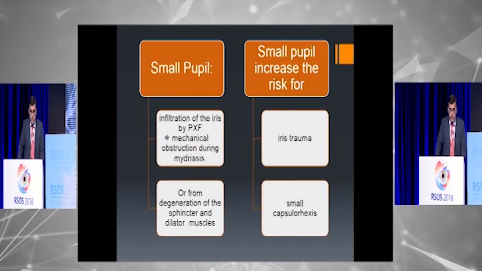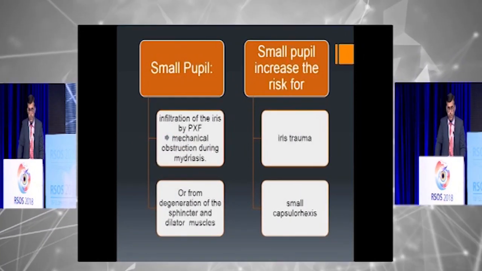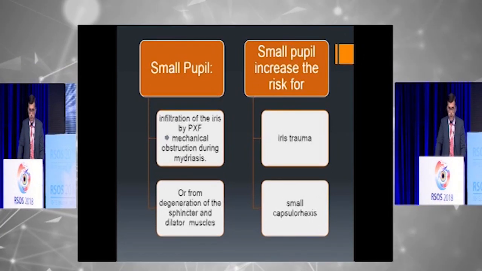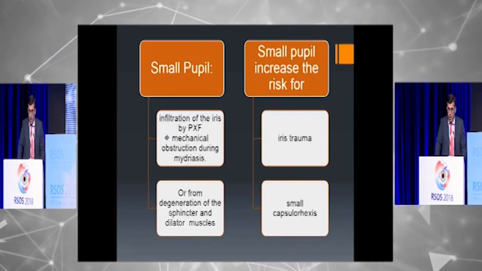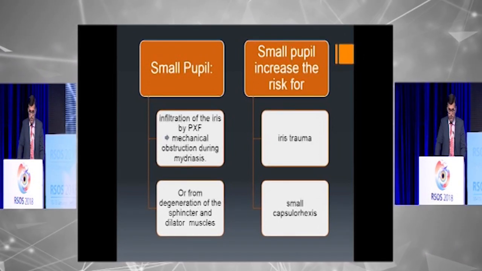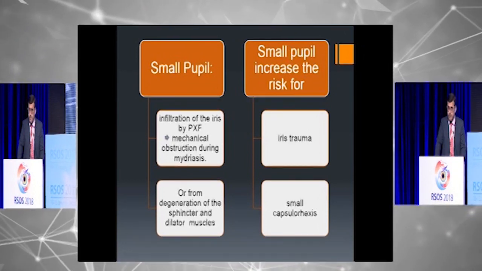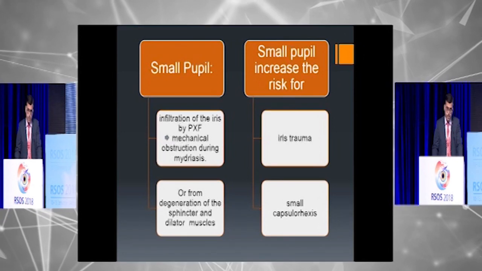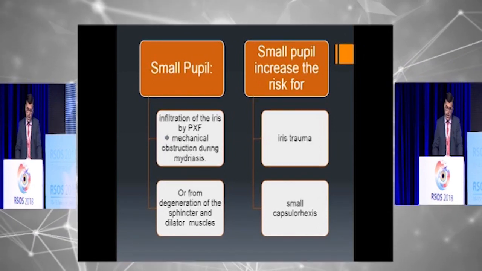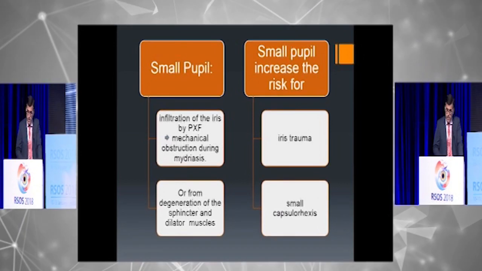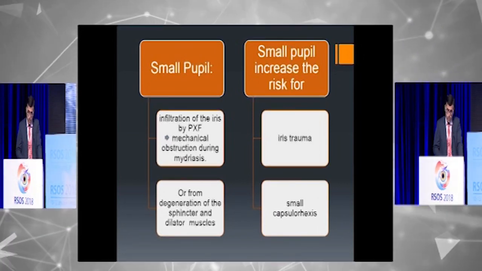Small pupil in patients with pseudoexfoliation results from infiltration of the iris by the pseudoexfoliation material, which can lead to mechanical obstruction during mydriasis. Also, sometimes it results from degeneration of the sphincter and dilator muscles in the iris. The small pupil increases the risk of iris trauma and small capsulorhexis, and later a lot of complications like posterior capsular tear and nucleus dropping posteriorly into the vitreous.